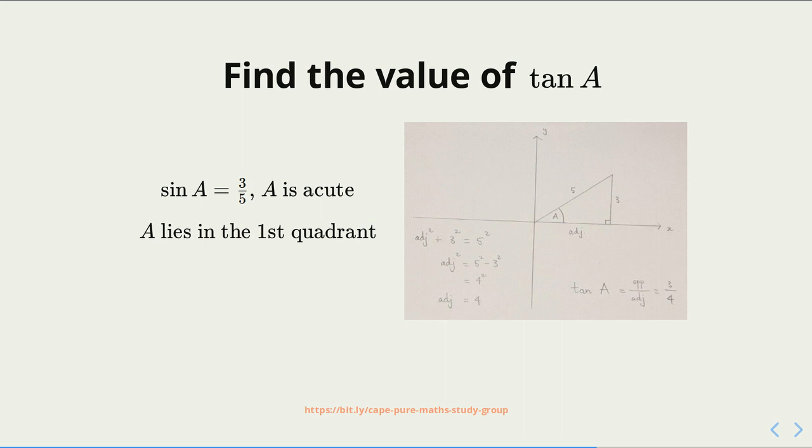Using Pythagoras' theorem, we find that the length of the adjacent side is equal to 4. Since tan A is equal to the length of the opposite side over the length of the adjacent side, it follows that tan A is equal to 3/4.